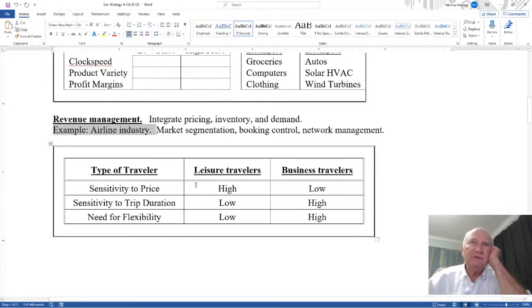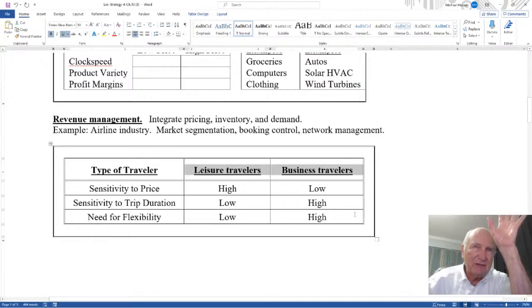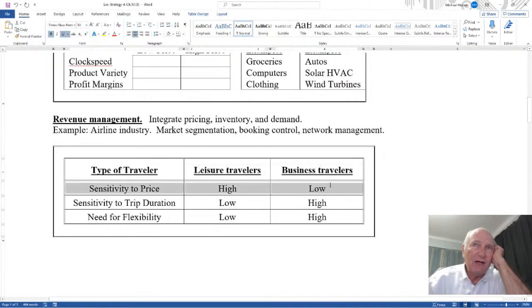Okay, in other words, they have market segmentation, booking control, and network management, and the way they do that is they separate simplification. They separate out the market by 2 different travelers. You'll have the leisure traveler and the business traveler. Well, the sensitivity to price, leisure travelers are sensitive to price because it's out of their own pocket. Business travelers are low sensitive to price. They're not paying for it. The business is.